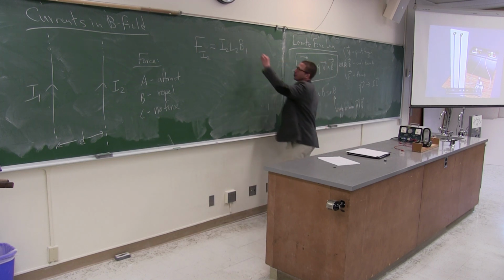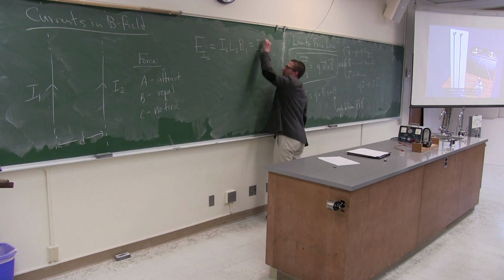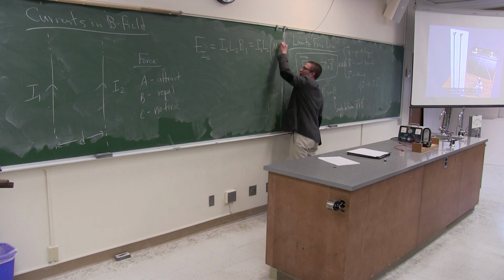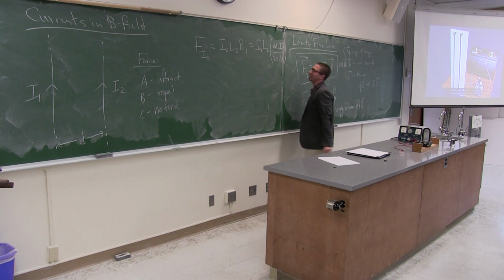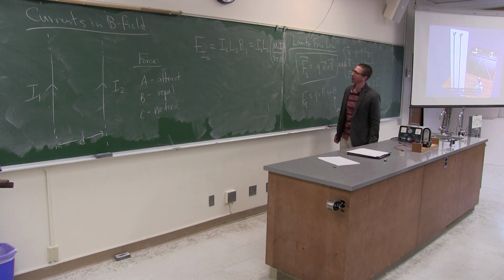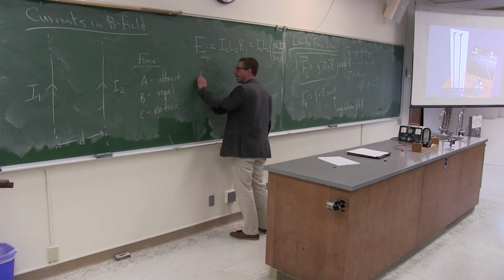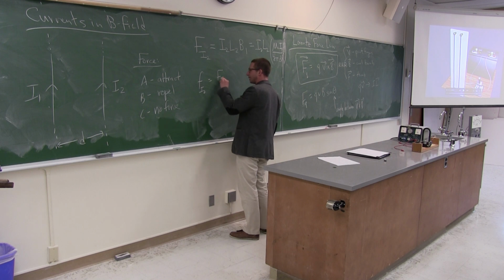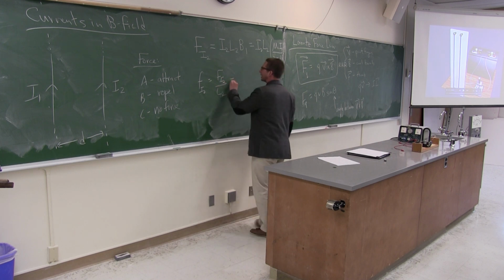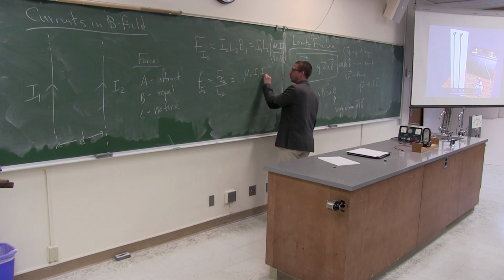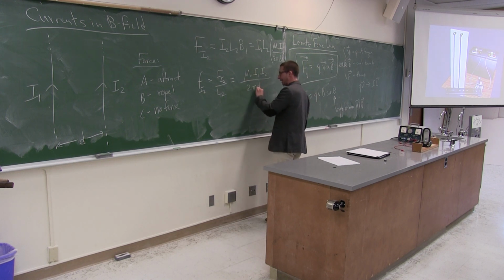Now the magnetic field due to 1 is mu naught I1 over 2 pi, whatever the distance is between them, I'll just call it d, over 2 pi d. So we could write then, I'll call this little f, I2, which is big F, I2 divided by L2, or the force per unit length, is just mu naught I1, I2 over 2 pi d.